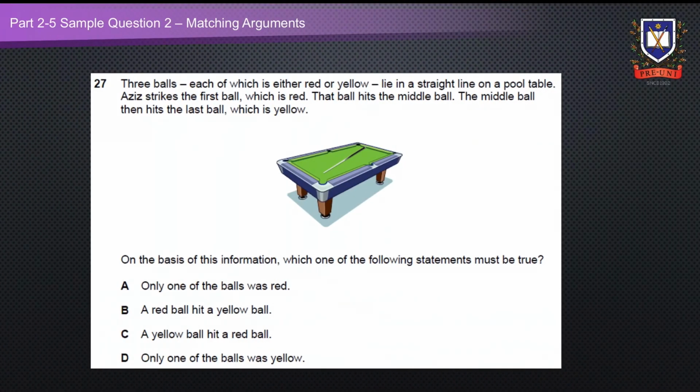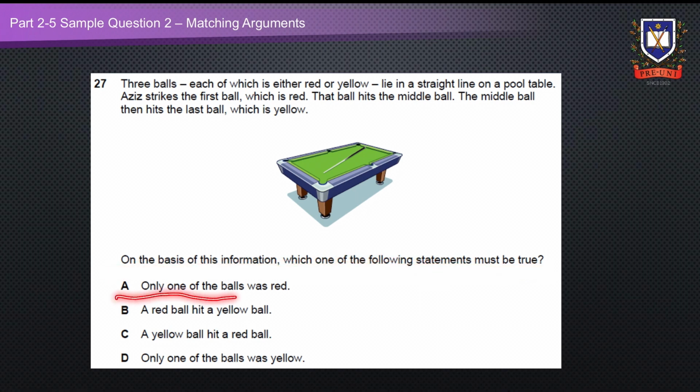Let's look at an example question from the Opportunity Class Sample Thinking Skills test. It says, 3 balls, each of which is either red or yellow, lie in a straight line on a pool table. Aziz strikes the first ball, which is red. That ball hits the middle ball. The middle ball then hits the last ball, which is yellow. On the basis of this information, which one of the following statements must be true?